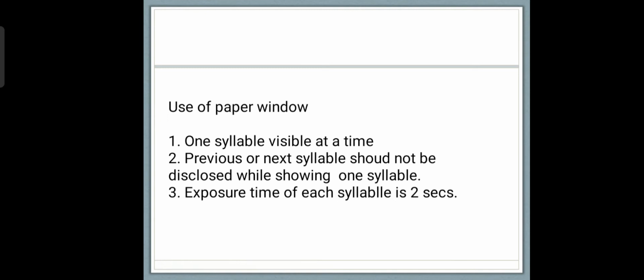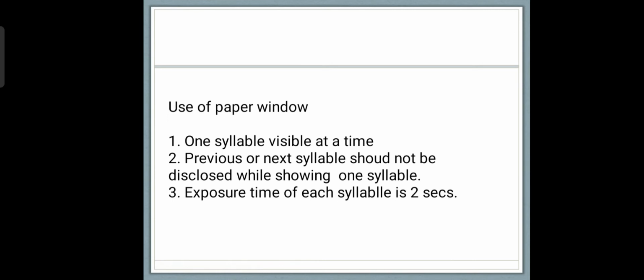Why do we use a paper window? We use a paper window so that one syllable is visible at a time. When you are showing one syllable, make sure that the previous one or the next one is not visible through the window, or in the way the window is made. And the exposure time for each syllable is 2 seconds.